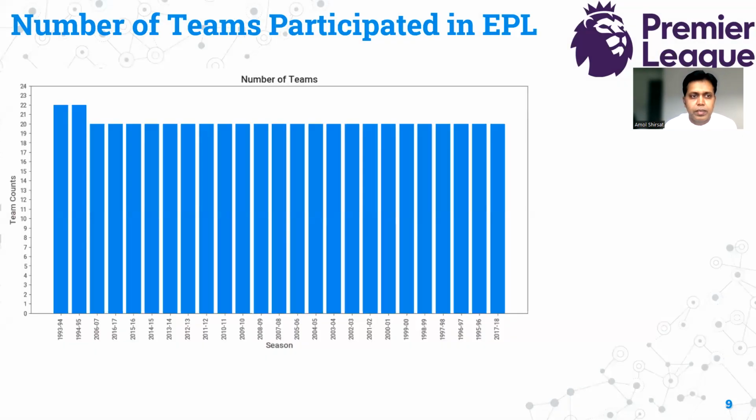We have seen that initially in the first 2 seasons, there were more matches, and we can see that the number of teams was initially 22. Later on, after these 2 seasons, the number of teams is 20. So that's the reason the number of matches for the first 2 seasons was more as compared to the rest of the seasons. Later on, the team size was restricted to 20 teams, and the matches were 380 respectively for each season.